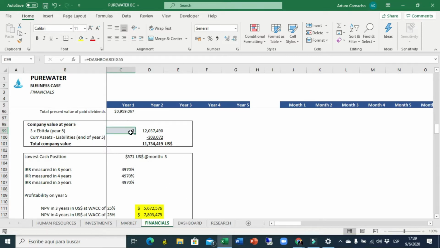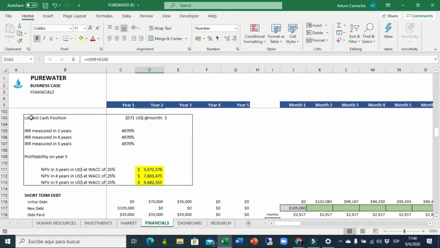This is an input here. Usually there are 5 years of EBITDA, year 5 EBITDA, but I put it here in 3. And what you do is that you add 5 times EBITDA or 3 times EBITDA of year 5, the current assets minus the liabilities, which in my case is negative, so it's a subtraction.